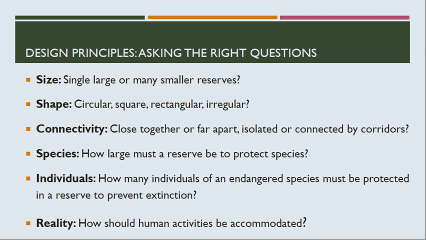So we need to ask particular questions when we design our reserves to meet those 5R, 4R principles. We need to talk about size, shape, connectivity, how many species, how many individuals of those species. So species refers to representation, individuals refers to redundancy, and then finally reality. So let's talk about size, shape, and connectivity first of all.